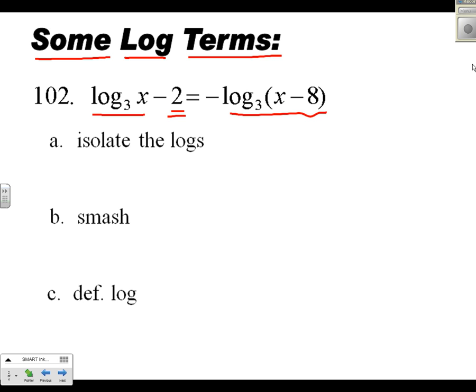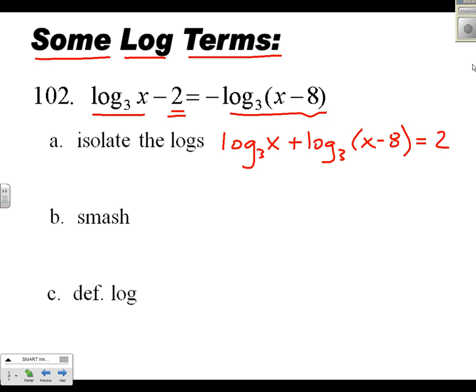So the steps for these is we want to isolate the logarithms. We want to get those on both sides of the equation. So I think that I will leave on the left side log base 3 of x, add to both sides log base 3 of x minus 8, and then add 2 to the other side. So all of our log terms are on one side.